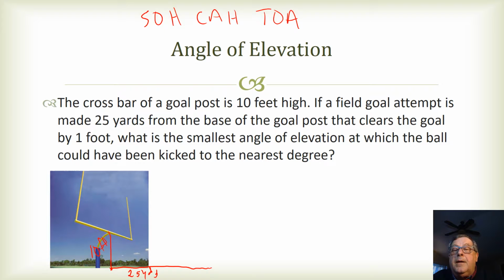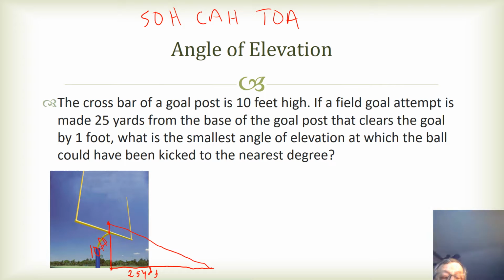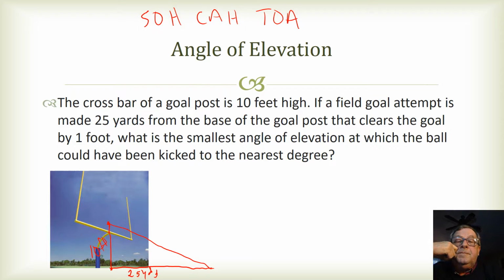All right, and the ball clears the goal by 1 foot. So the ball is going up 1 foot. It's going to clear, let's say, right about there, the top of that line. What is the smallest angle of elevation at which the ball could have been kicked? So what we're trying to determine is, what is this angle formed from where the guy kicked? What angle would the kick have to leave the ground in order to clear that goalpost by 1 foot?